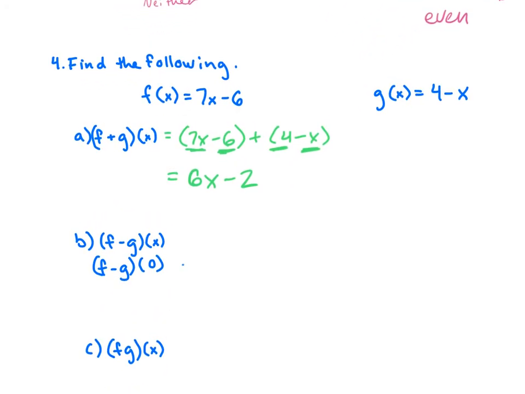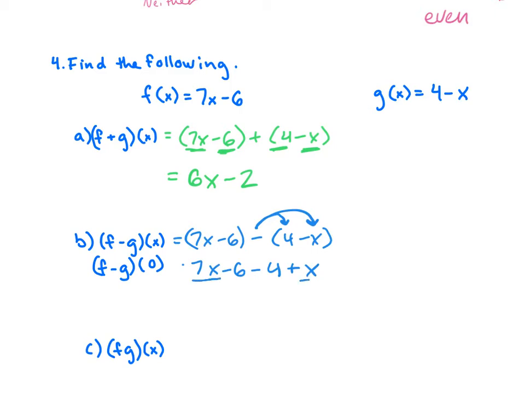So now we're going to subtract them. We have 7x minus 6 minus 4 minus x. Since now we're subtracting them, we have this subtraction sign in the middle. We have to distribute it to the 4 and the negative x. So this would be 7x minus 6 minus 4 plus x. So we have to make sure we distribute that minus sign.